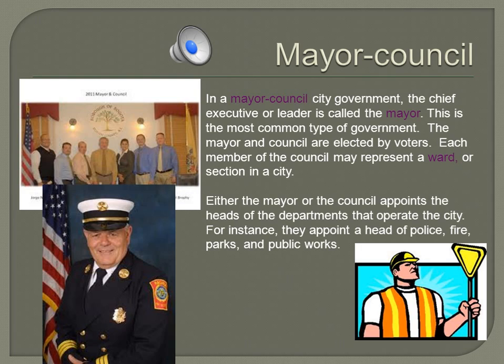And a ward is a small area or section, so either the mayor or the council appoints the heads of the departments that operate the city. And what do I mean by that? Heads of the departments, they choose the head of the police, the head of the fire, the head of the parks, the head of the finance or public works. So the mayor chooses these heads. And there's a lot of heads floating around, and it's just crazy.